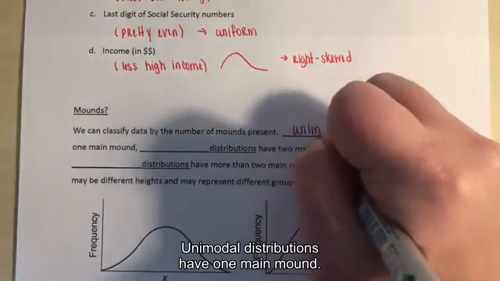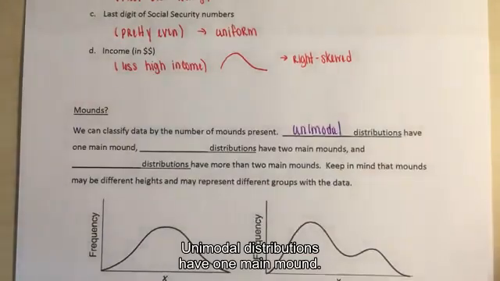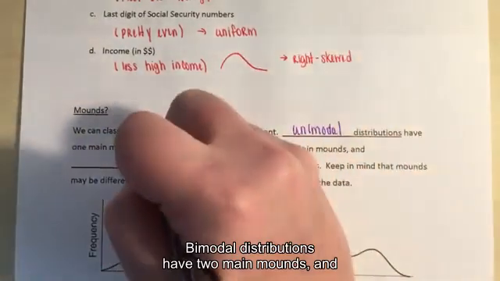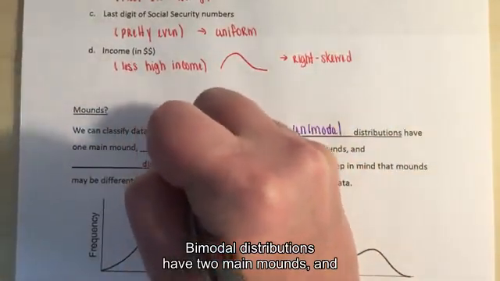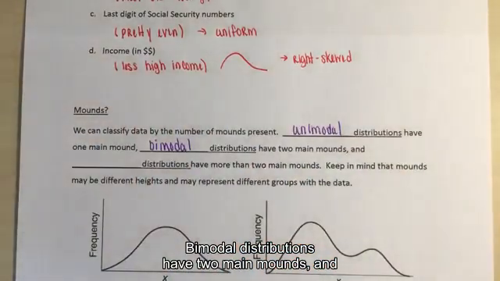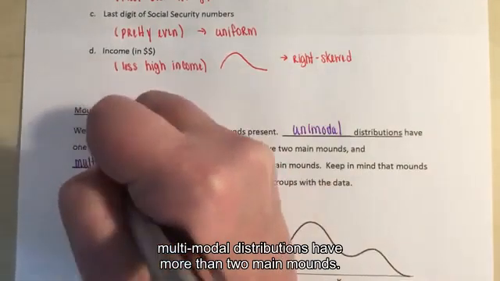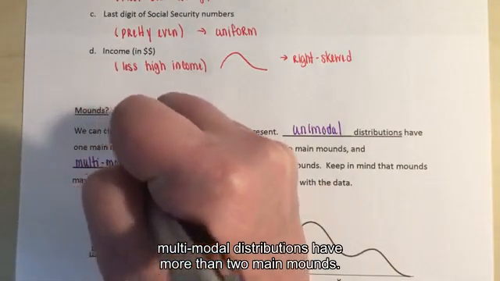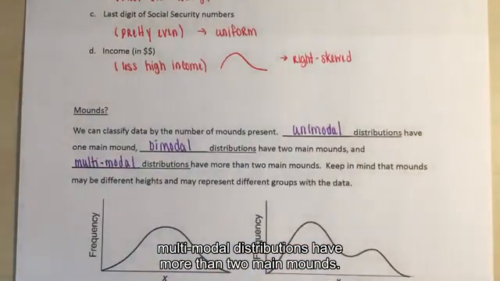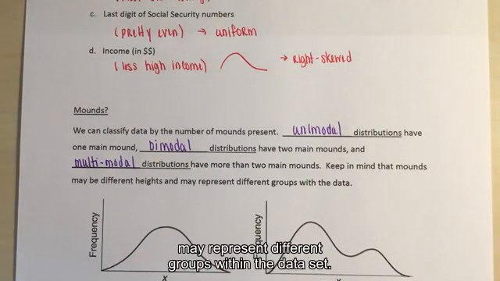Unimodal distributions have one main mound. Bimodal distributions have two main mounds. And multimodal distributions have more than two main mounds. Keep in mind that mounds may be different heights and may represent different groups within the data set.